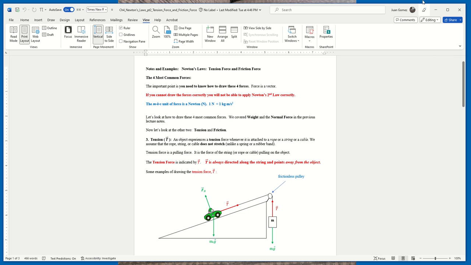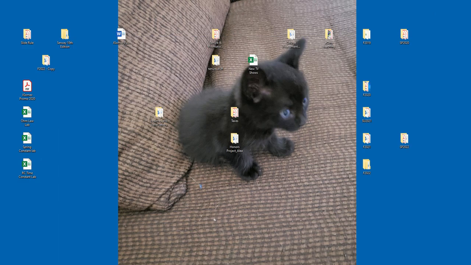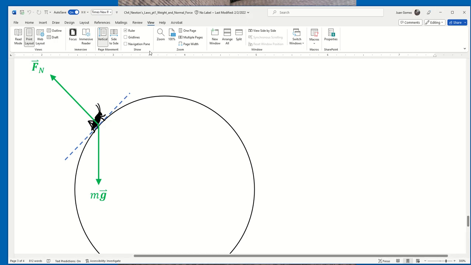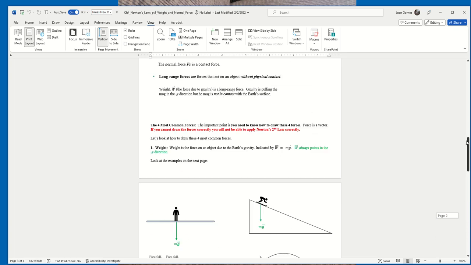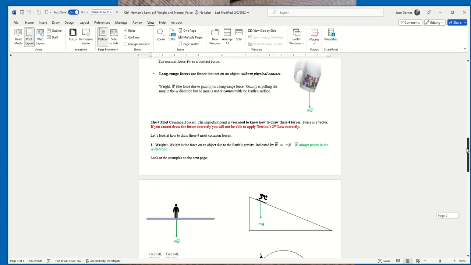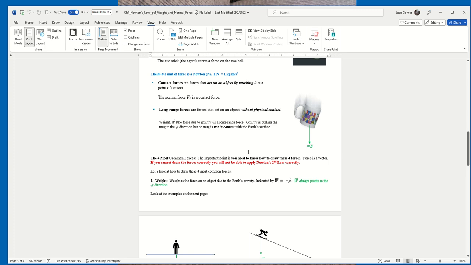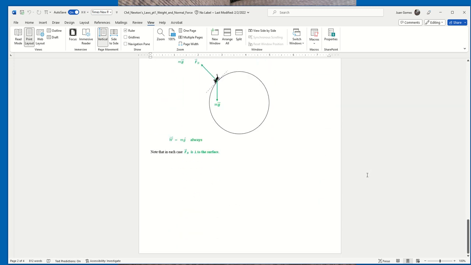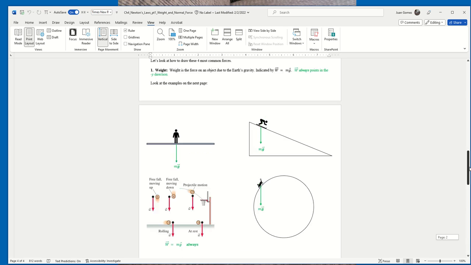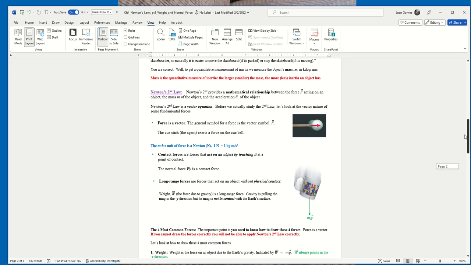Right now we're in Chapter 4, and our goal is simply to understand how to draw in what I call the four most common forces. There are other forces that we'll run into, but the four most common are weight, normal, tension, and gravity.